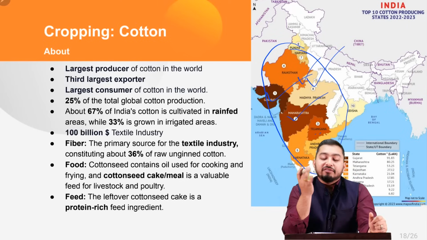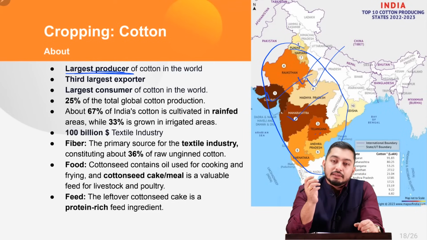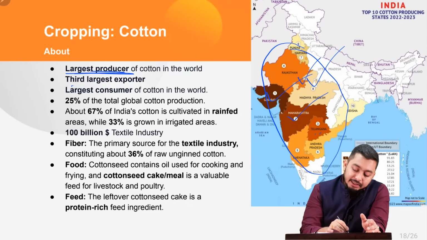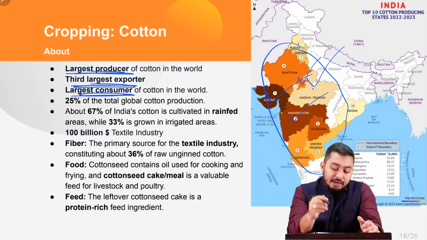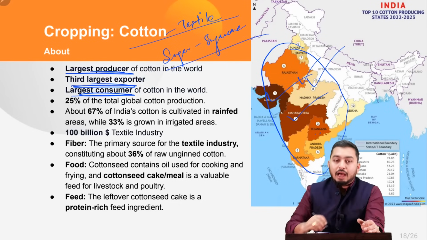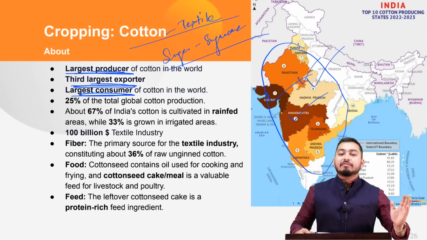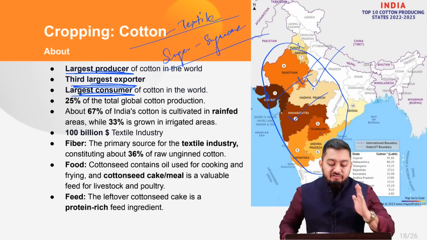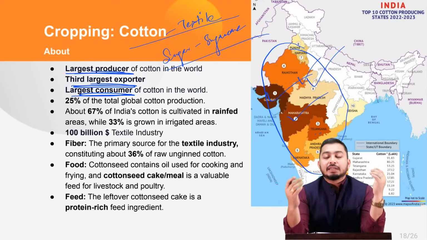Now, why cotton is very important is that you are the largest producer of cotton in the world, largest in volumes. Then you are the third largest exporter and the largest consumer, and you are supporting cotton textile linkage and sugarcane linkage. They are one of the best examples of how agriculture can be associated with manufacturing and industries. It's a very good classic example of how you can create linkages between two sectors of the economy.